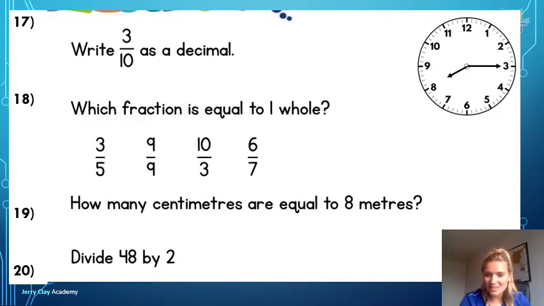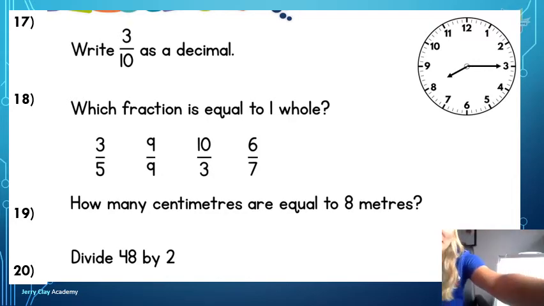Okay, moving on to our next lot of questions. Can you tell me the time on the analogue clock? Then tell me it as on a digital clock, and what it is for morning and afternoon. Then you're going to write me 3/10 as a decimal. Now I will just give you a quick reminder.